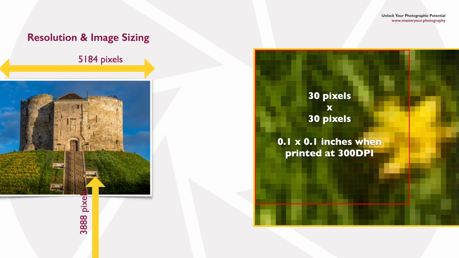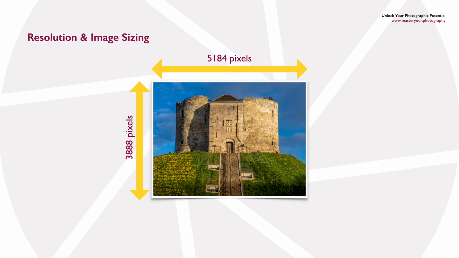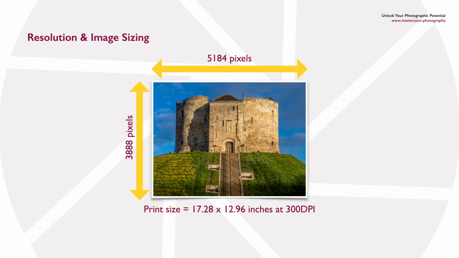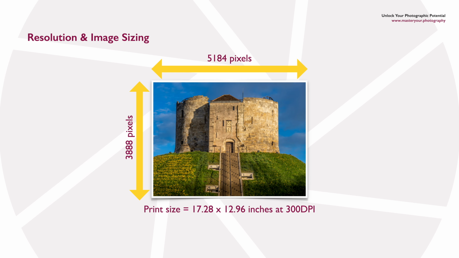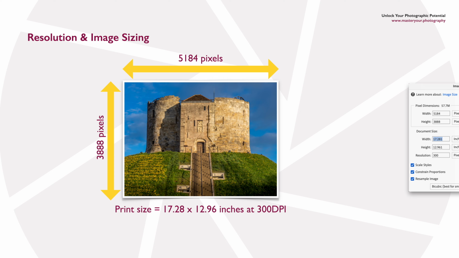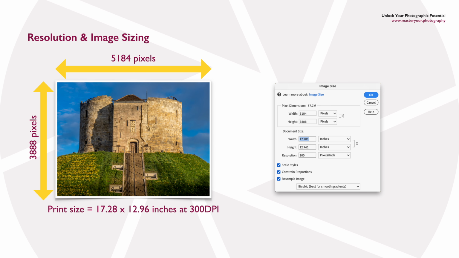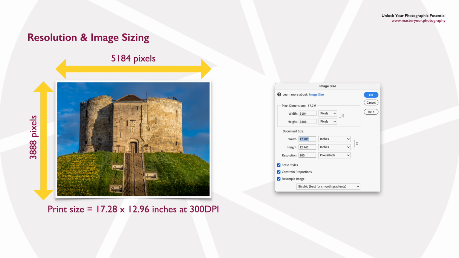If we go back to our full image, so this is 5184 by 3888 pixels, 20 megapixels in total, then if we divide those by 300, because we want to print at 300 dots per inch, then we could produce a print size that is 17.28 by 12.96 inches. And that's without doing any resizing to that image at all.